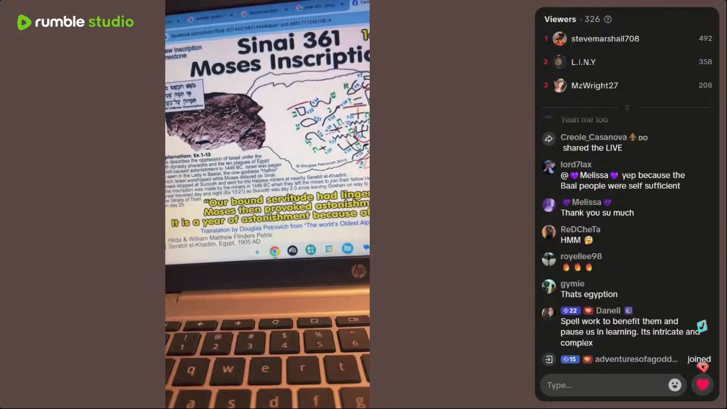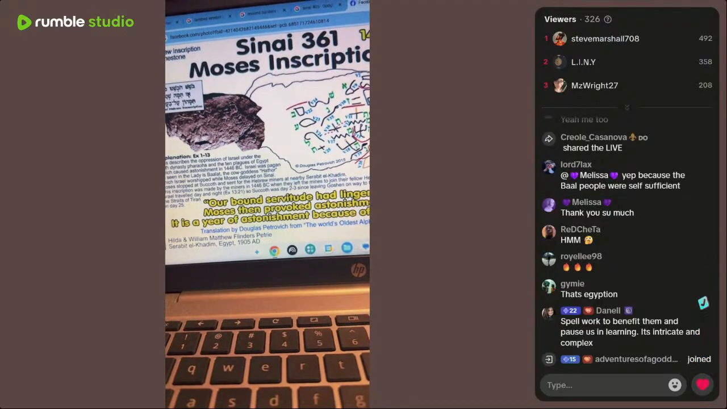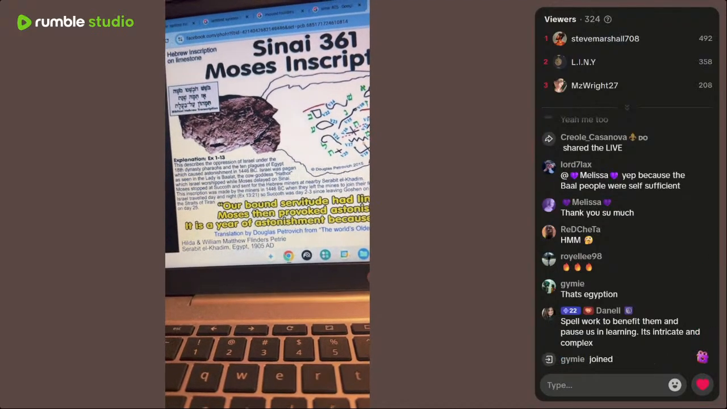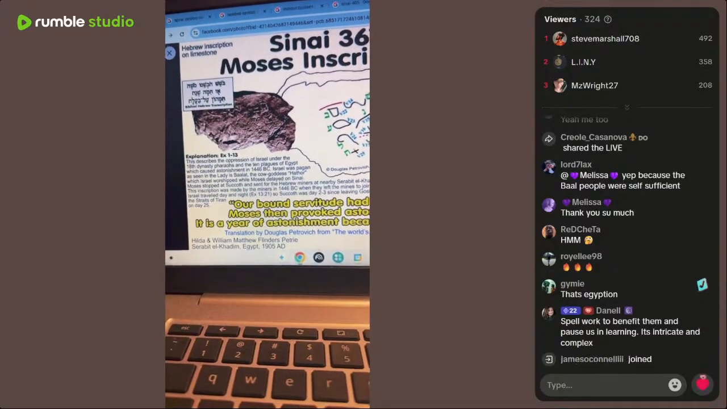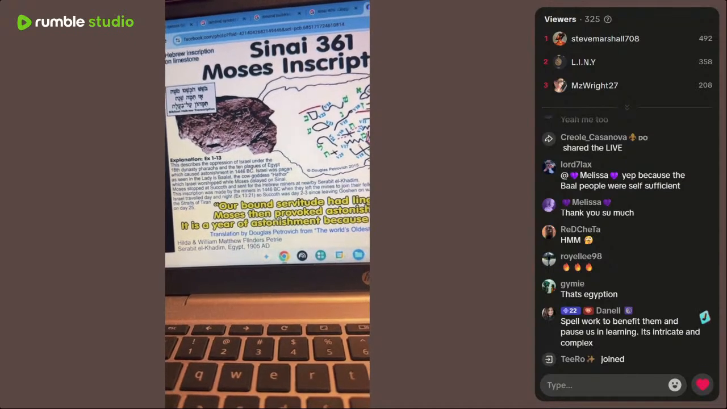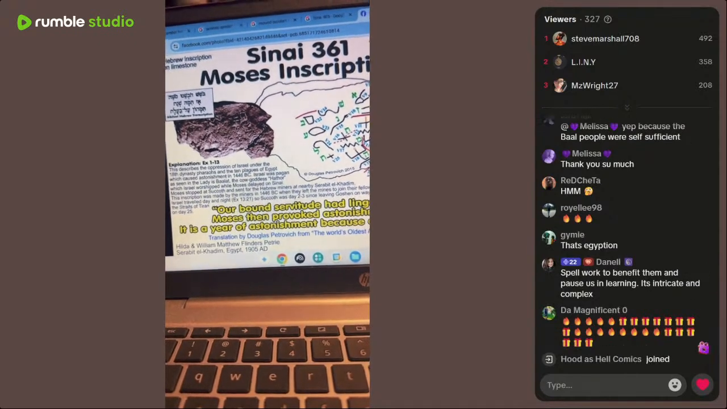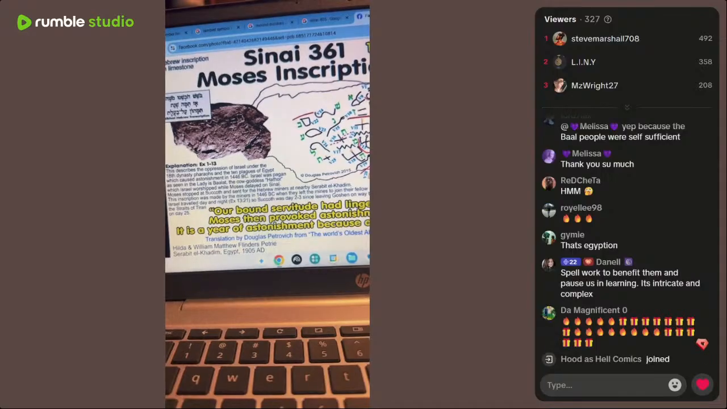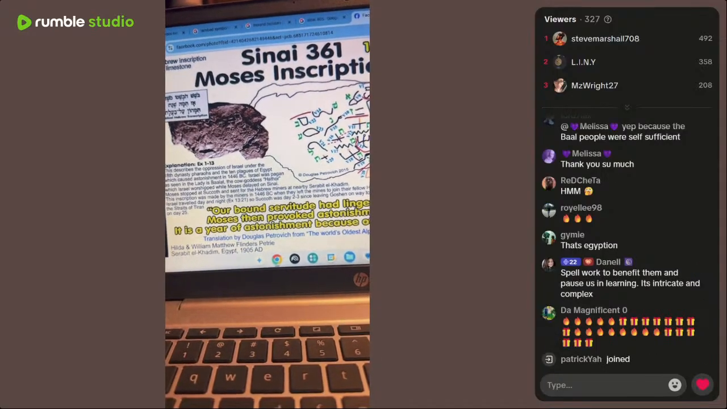Moses then provoked astonishment. It is the year of astonishment because of the lady. Oppression of Israel under 18th century pharaohs and 10 plagues of Egypt, which caused astonishment in 1446 BC. Israel was pagan, as seen in the lady Balat, the cow goddess Hathor.